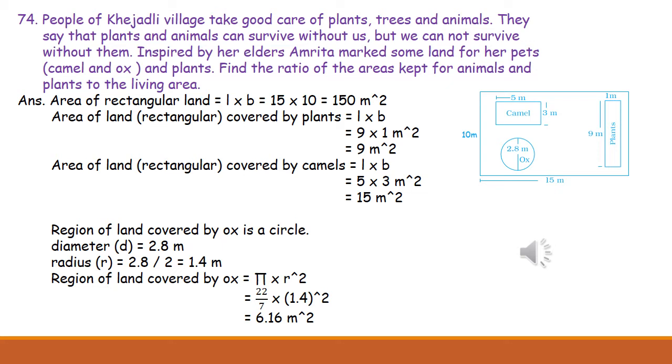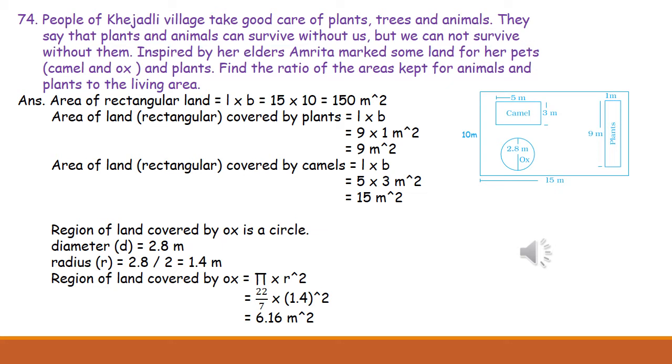Okay. So, first we are finding the area of rectangular land, L into B, 15 into 10, that is 150 meter square. Now, first we are identifying the shape of the area where plants are grown. It's a rectangle of length 9 meter and breadth 1 meter. So, L into B, 9 into 1, that is 9 meter square. Area of land covered by camels, that is also a rectangle, but the dimensions are 5 and 3. So, area of land covered by camels will be 5 into 3, that is 15 meter square.